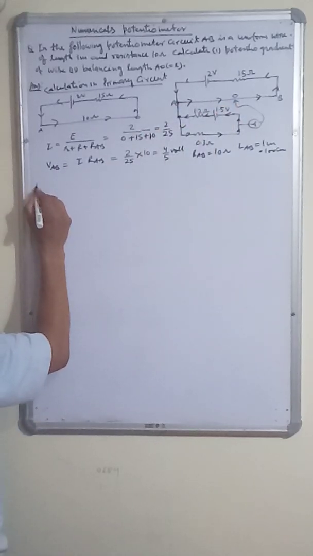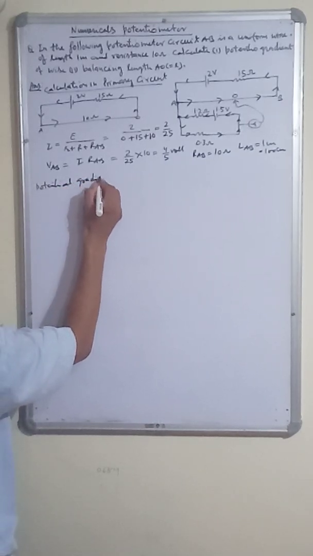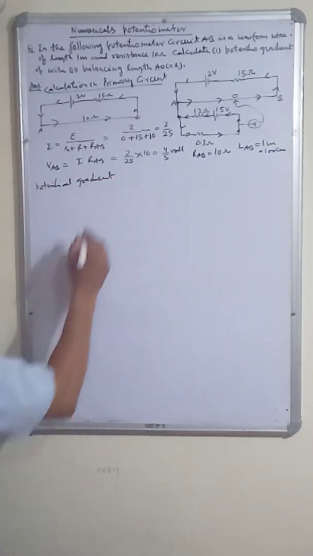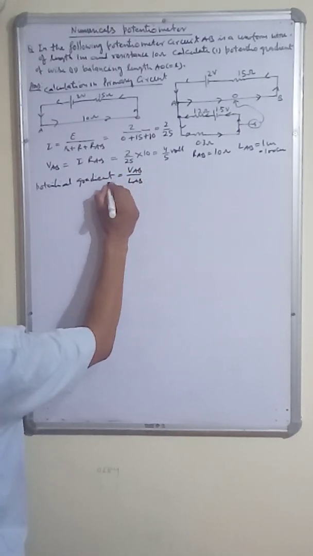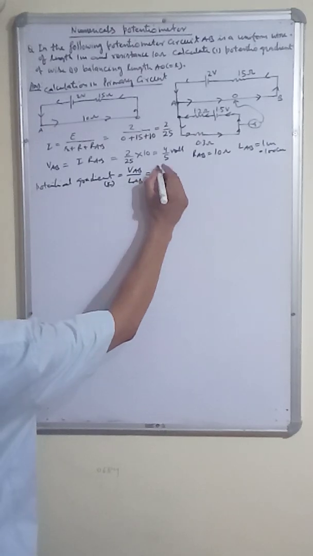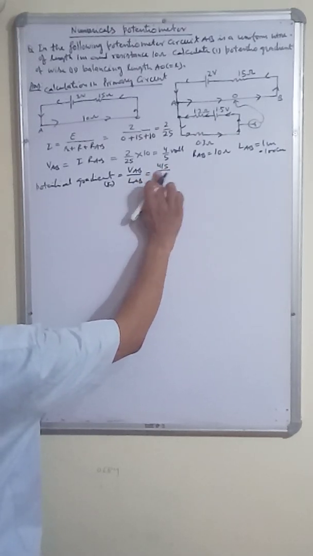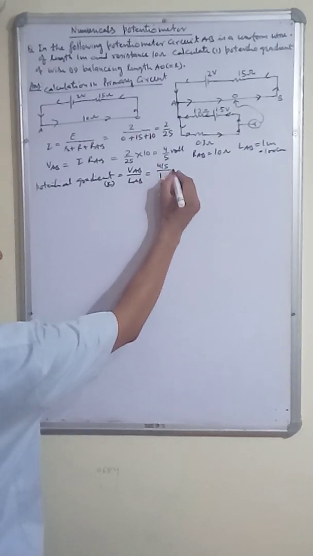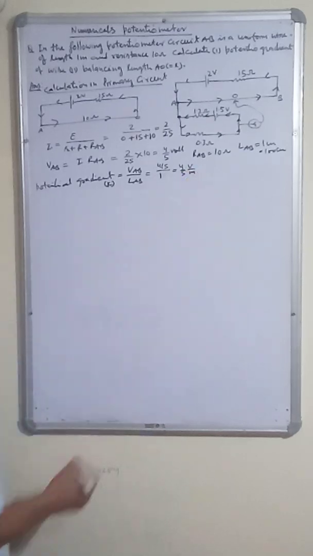Now what is the potential gradient? Potential gradient K is equal to VAB upon LAB. VAB is 4 by 5, and L is 100, or you can take 1 meter. So it will be equal to 4 by 5 volt per meter, right? So this is the potential gradient. This is the answer to the first part.